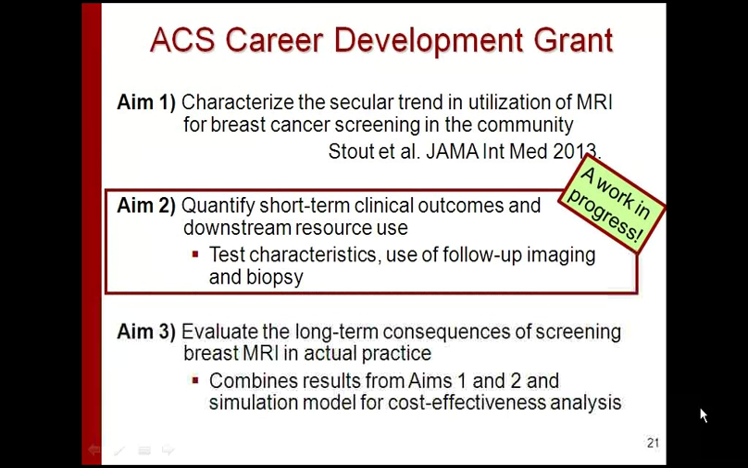Okay, so on to AIM2. We now know that it's being used and we know at what rate, and we have some sense of who's getting it based on their risk level. So now, and this is a work in progress, we want to ask what happens when women at varying risk levels participate in screening MRIs. Are we doing more biopsies? Are they having more false positives? Again, they have a different risk characteristic than what's been seen in controlled trials, which really only studied very high-risk women.